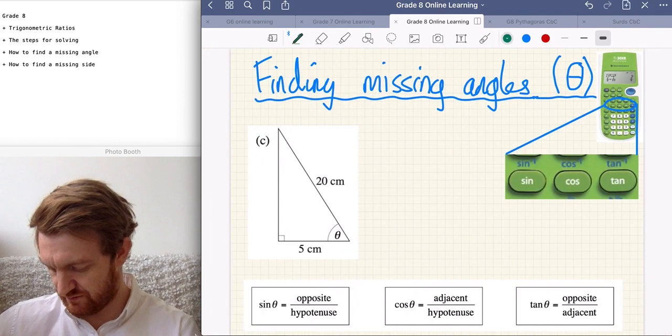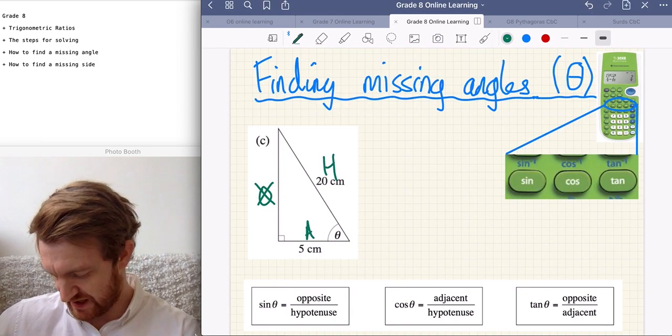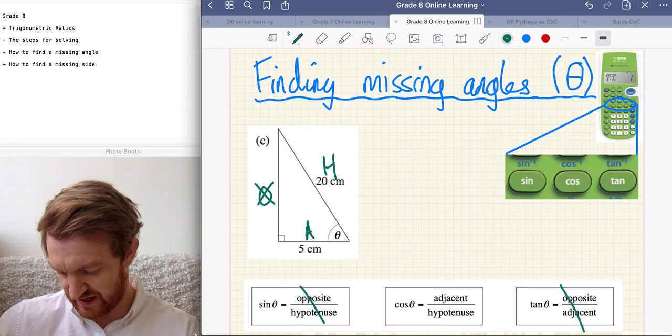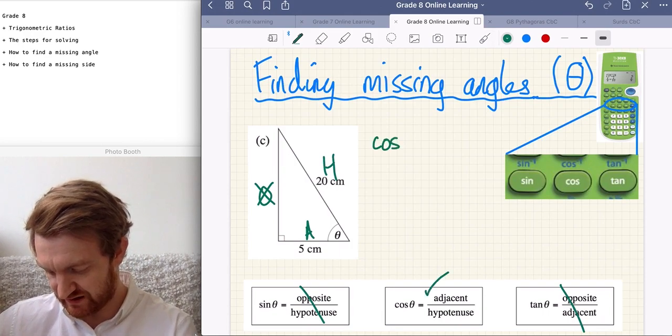Again, look at the angle. Well, we don't want the opposite this time. We want the longest side and the one next to it. We say, well, that's got opposite in, that's got opposite in, but this one has A and H, so we're going to use cosine this time.